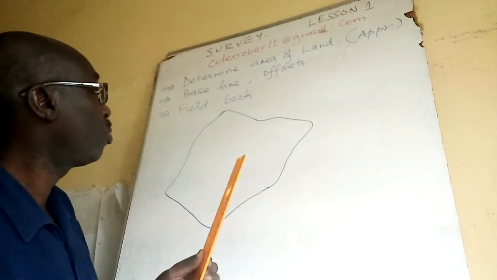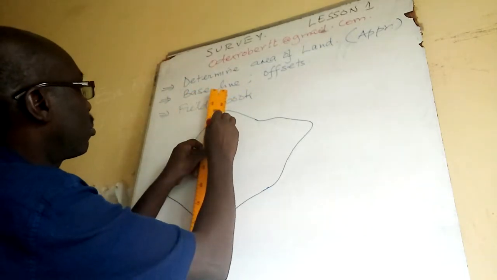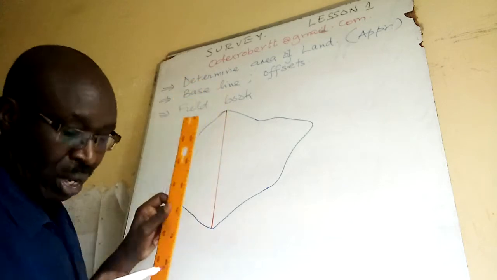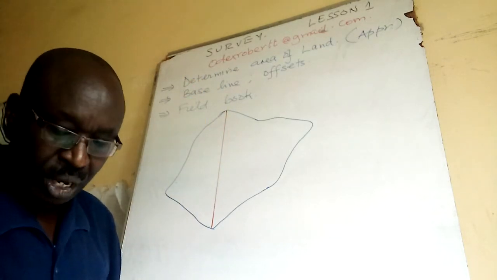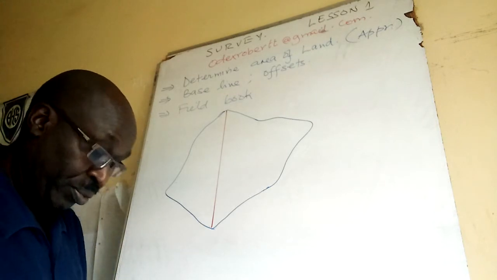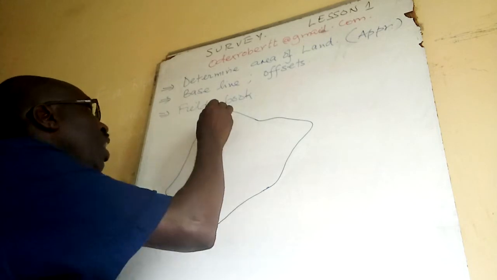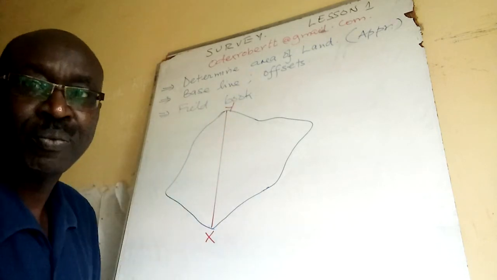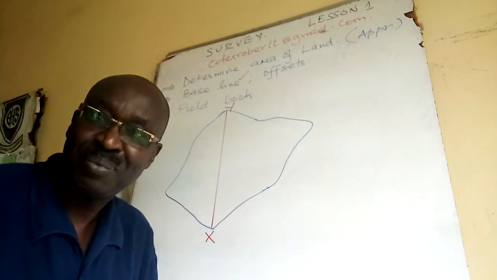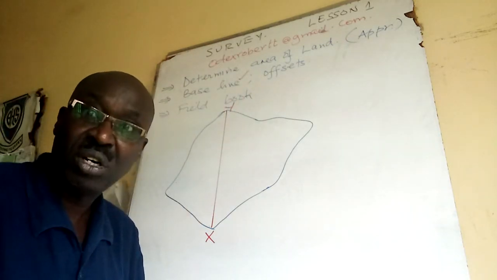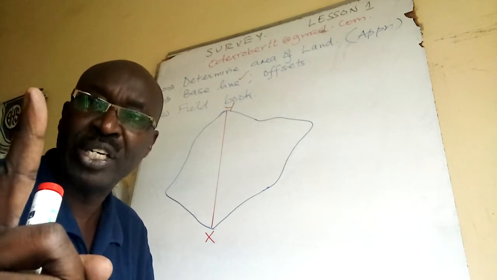So for example, I can choose this. I've chosen that. Those are two extreme points. Then what do I do next? I can label them. Let this be point X and this is point Y. And this is what we call the baseline. You can have several, but I will show you how we use one baseline.